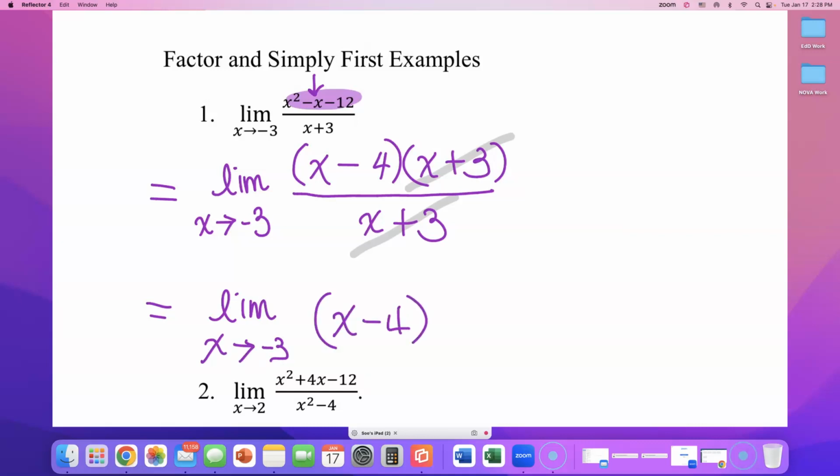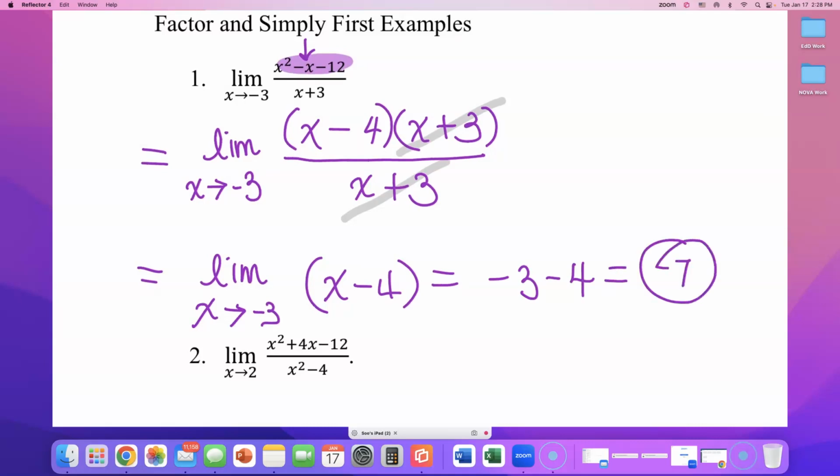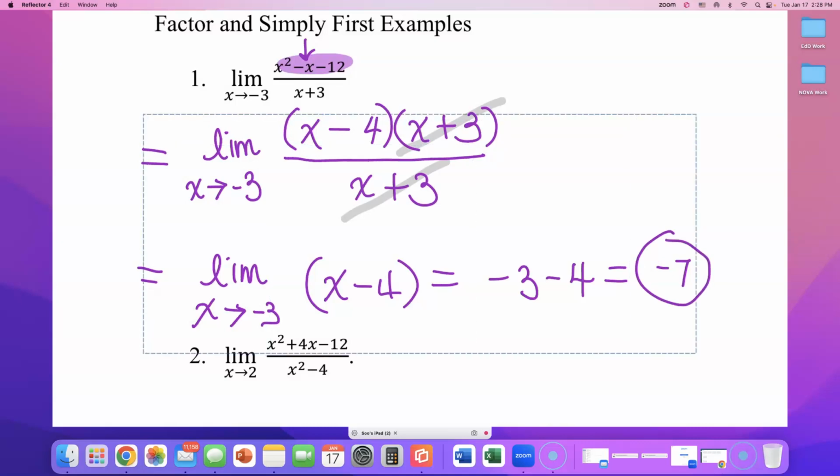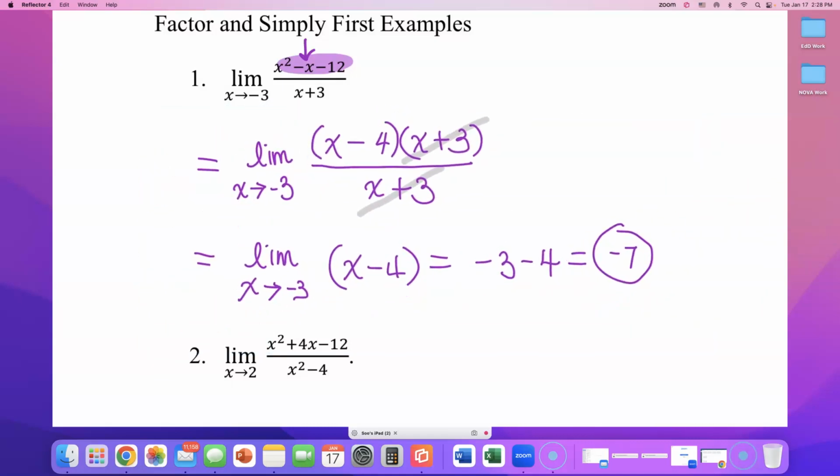So now it's time for us to plug in that -3. So this becomes -3 minus 4. So the final answer is -7. So if you plug in a number, usually a rational expression, a fraction expression, and they give you 0 over 0, you will want to factor and simplify first before you plug it in.